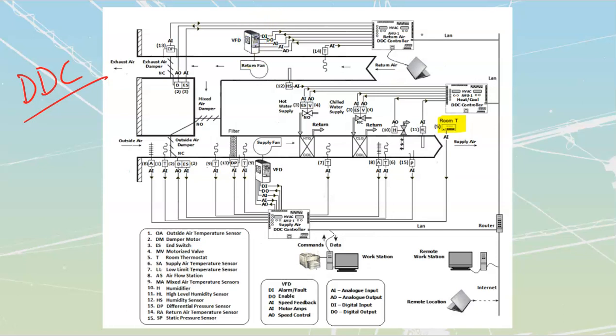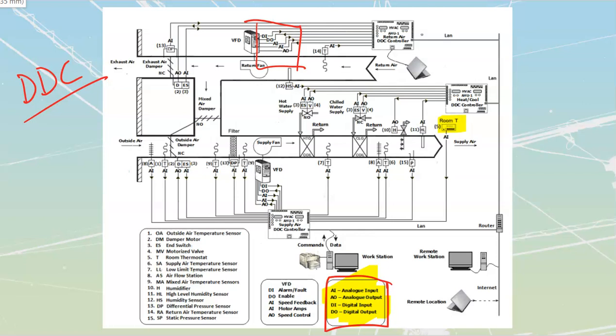That variable frequency drive has a number of components over here. And these ones down here are names that you should be familiar with as an electrician. AI, AO, DI, DO. DI and DO stand for digital input and digital output, and AI and AO are analog input and analog output.